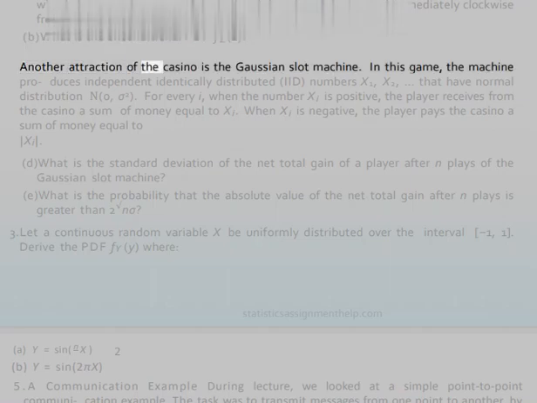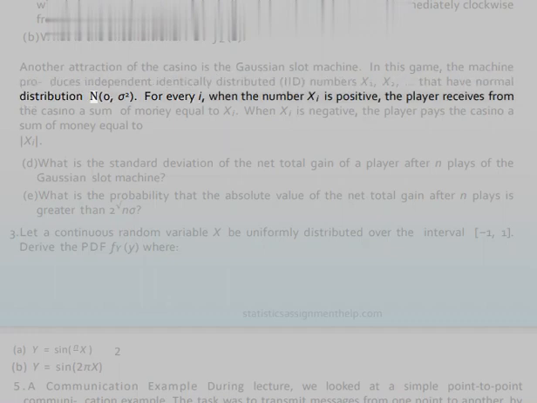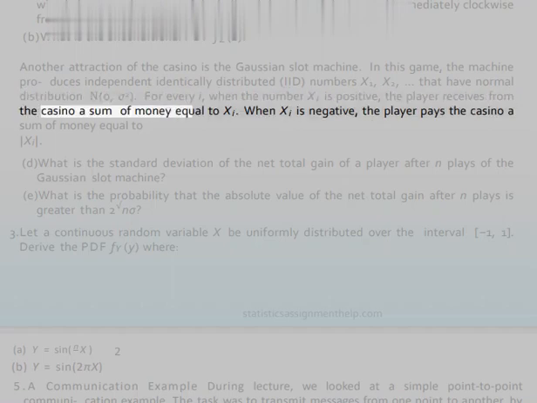Another attraction of the casino is the Gaussian slot machine. In this game, the machine produces independent identically distributed (IID) numbers X1, X2, and so on, that have normal distribution N(0, sigma squared). For every i, when the number Xi is positive, the player receives from the casino a sum of money equal to Xi. When Xi is negative, the player pays the casino.